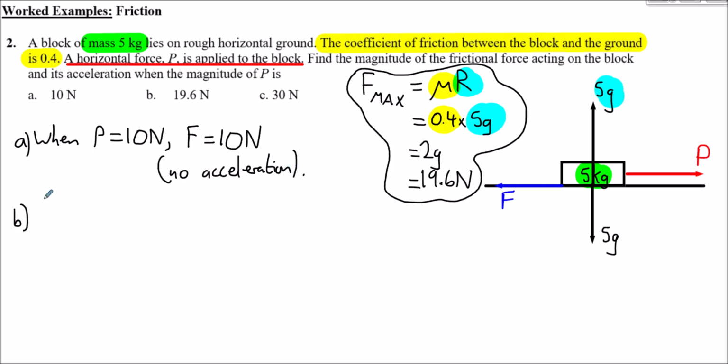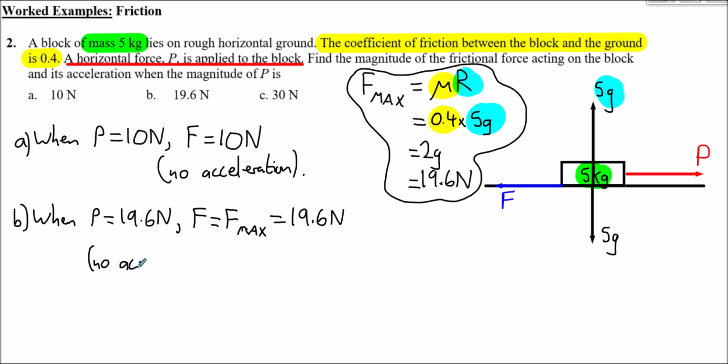For B, when P is 19.6, well, 19.6 is actually the maximum possible friction. So F will be at its absolute maximum, which will be 19.6. So it'll be on the verge of moving, will this block. So there'll be no acceleration. And this will be a limiting case. So it's on the limit of being able to accelerate and move. If this pushing force, P, gets any greater, the friction will not be able to stop it, and there will be a resultant force, therefore a movement and an acceleration.